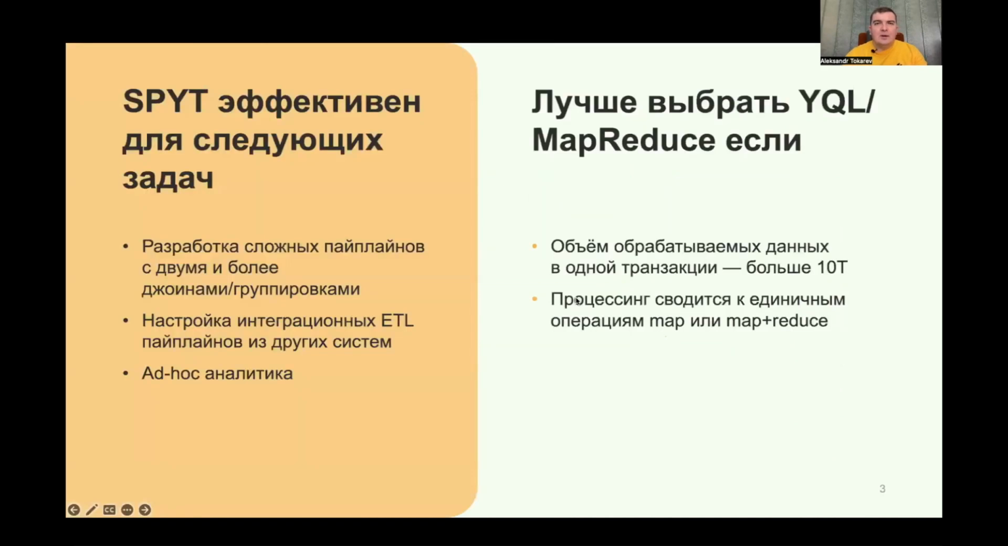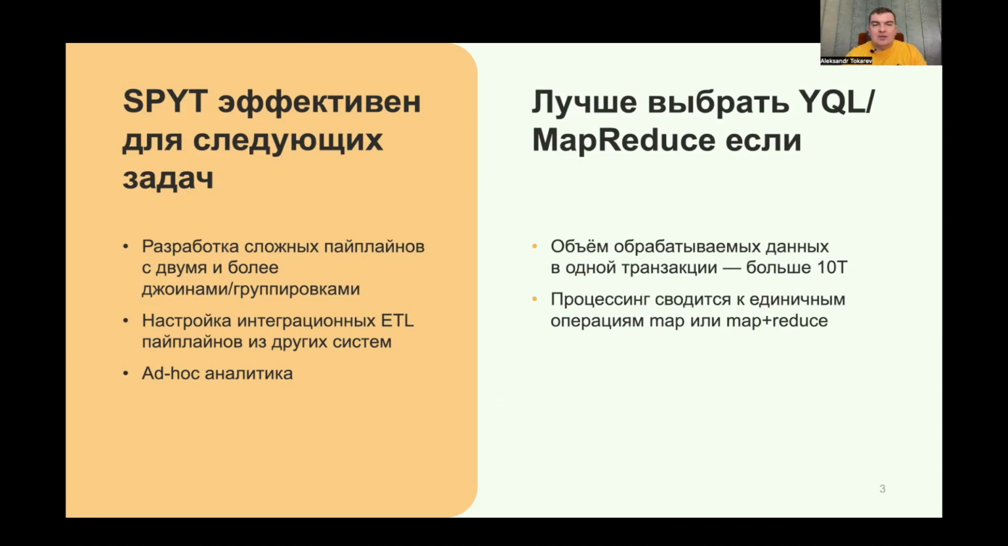Now, a few words on when to efficiently use Spark in YTsaurus. First things first, SPYT is good for developing complex pipelines, especially those with join and group operations. This is because Spark stores the intermediate data in the RAM. This significantly speeds up data processing because, unlike conventional MapReduce, you don't need to write data to disk and then read it again.